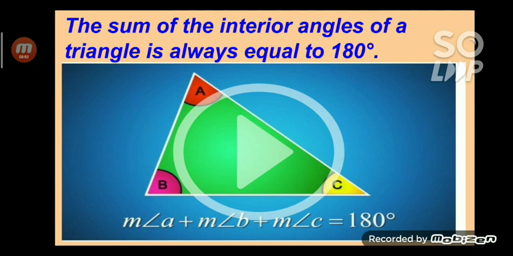The interior angle sum property of a triangle says that the measure of each interior angle, like A, B and C, the measure of angle A plus the measure of angle B plus the measure of angle C, is equal to 180 degrees. It means the sum of all these three interior angles is 180 degrees.